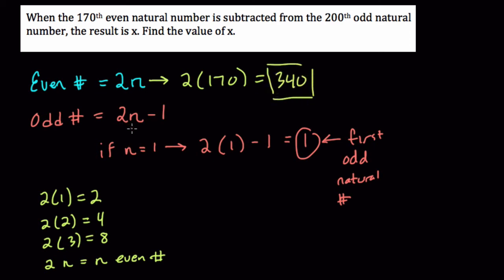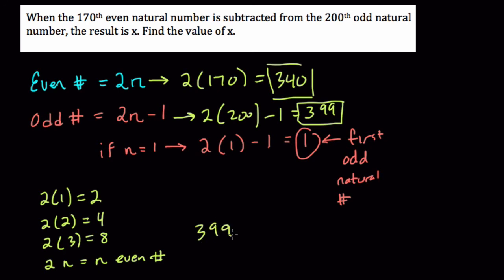So here, 2 times 170 is the 170th even number, or 340. Now for the odd number, we have the 200th odd number, so that's 2 times 200 minus 1, for the same reason. That's 399. So now we have 399 minus 340, and that equals 59. That's our answer.